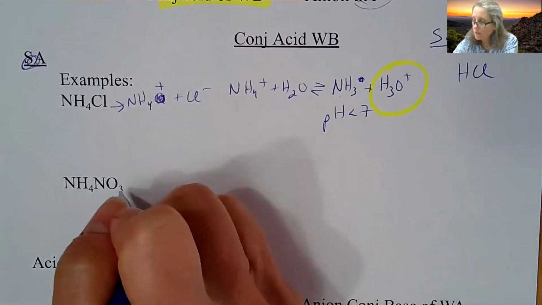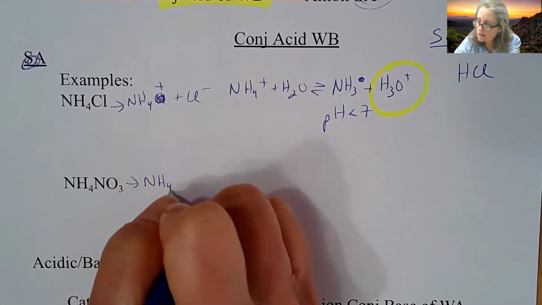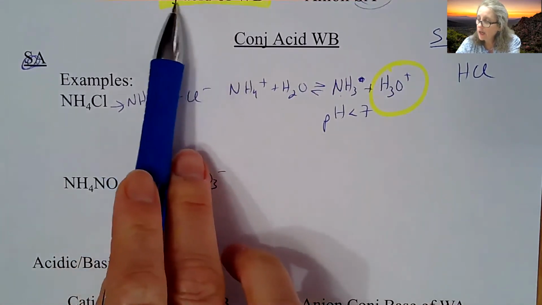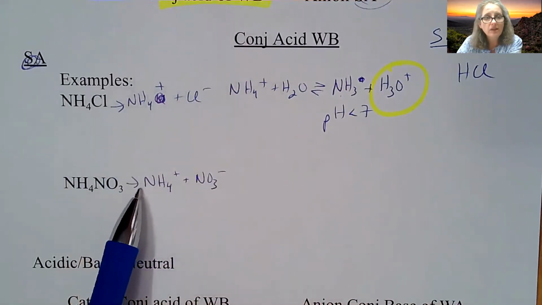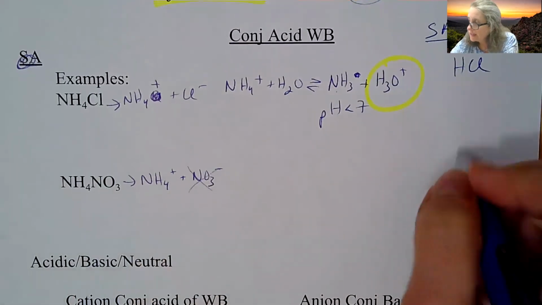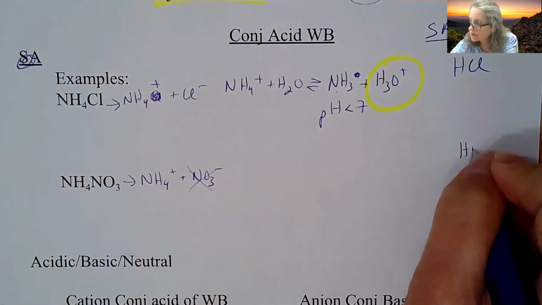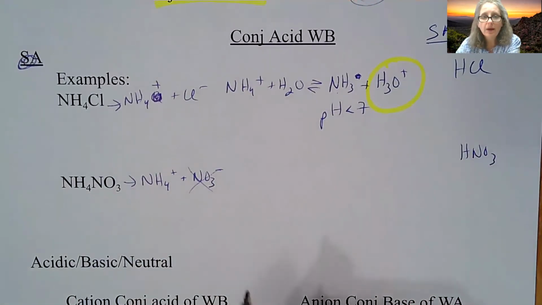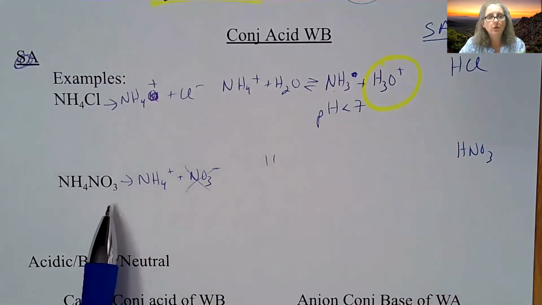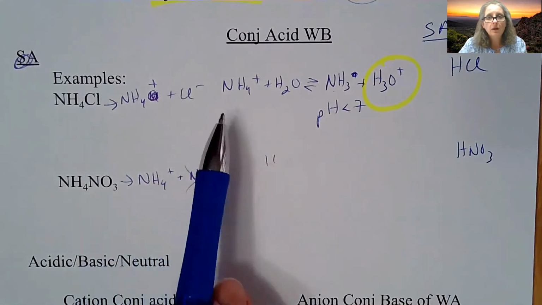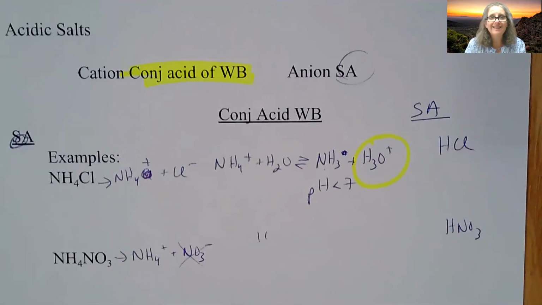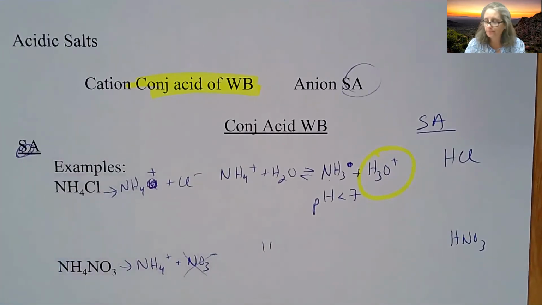So the good news for you guys is the most common conjugate acid of a weak base is going to be the ammonium ion. Again, the NO3 is coming from nitric acid, so we don't need to worry about that. So really, it's going to be the same equation over and over again: the production of that hydronium ion to produce an acidic salt.